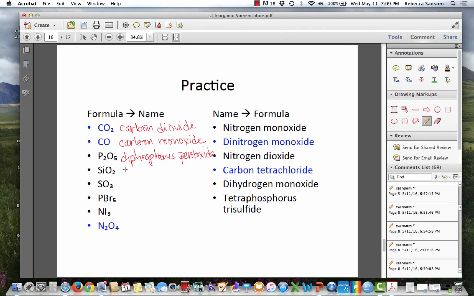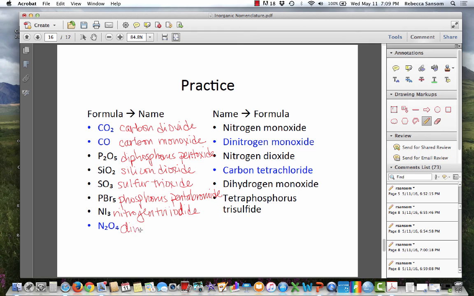SiO2 is silicon dioxide. SO3, sulfur trioxide. PBr5, phosphorus pentabromide. NI3, nitrogen triiodide. This is fun because it's sort of explosive, just for reference.